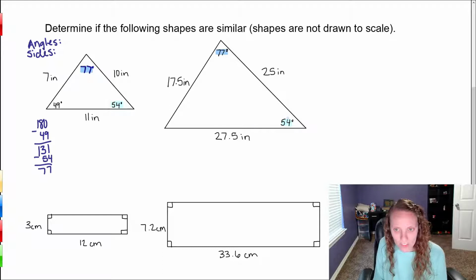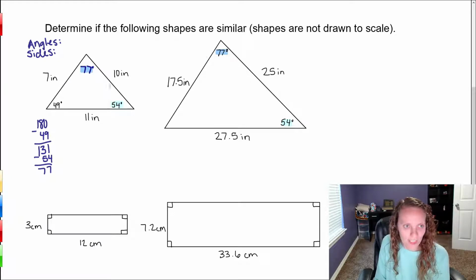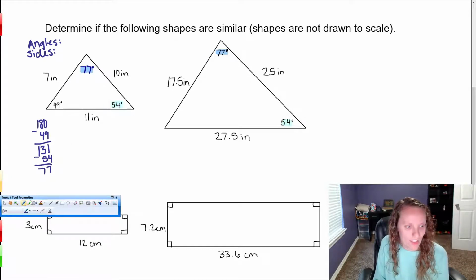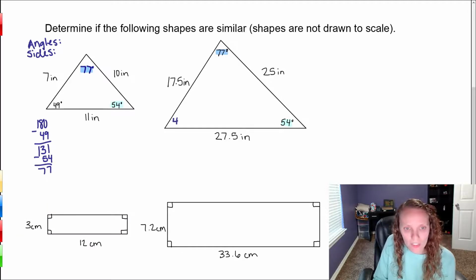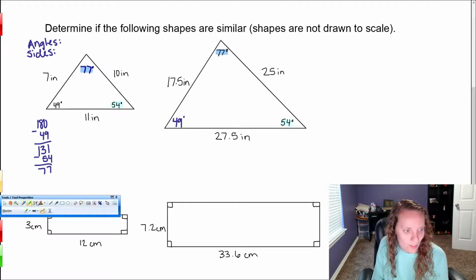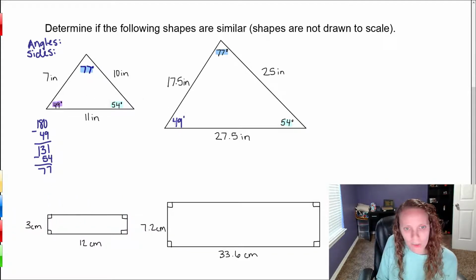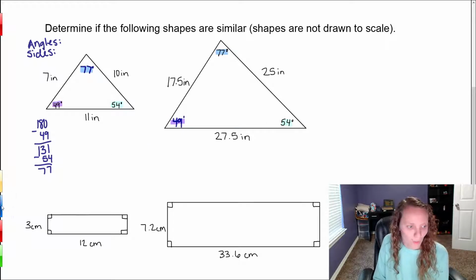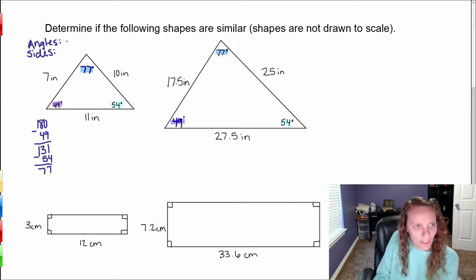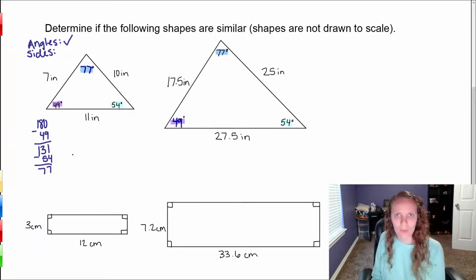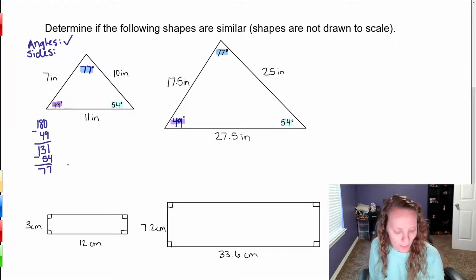Well, if we know that this is 54 and this is 77, same in this first triangle, then we know that its third angle has to be 49. So the third corresponding angles are also congruent. So far so good. The angles check out to be true. Now we've got to figure out the sides.